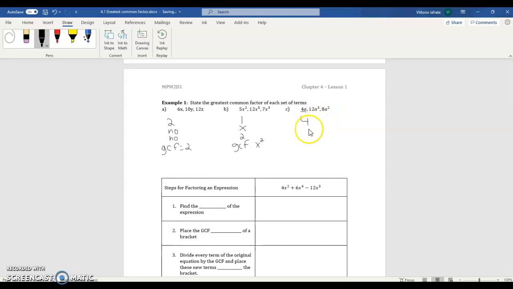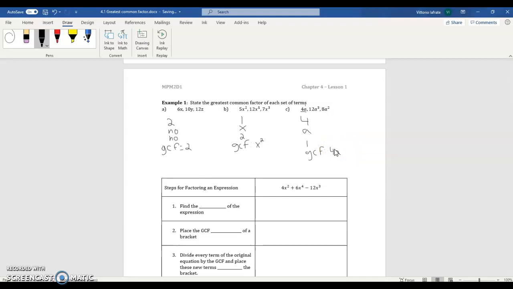Is there a variable they share in common? Yes, there is. It's a. And what's the smallest degree that they share? Well, 1. This is a to the power of 1. So that means our greatest common factor in this case, we'll start off with our coefficient first, is 4, and then our variable a, and then to the degree of 1. So just 4a, that's our common factor that we have in this case over here.